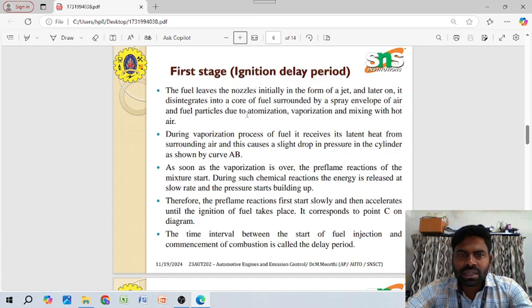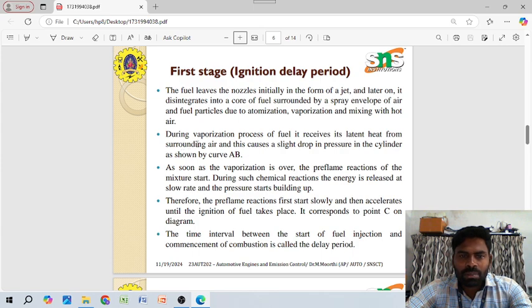The fuel leaves the nozzle, that is the injector, initially in the form of a jet, and later disintegrates into a core of fuel surrounded by a spray envelope of air and fuel particles due to atomization and evaporation, and then mixes with the hot air. The atmospheric air that enters the combustion chamber during the suction stroke is compressed during the compression stroke, so it attains a higher temperature and pressure. The temperature of this air is high enough to ignite the fuel. So this is the mixing with the hot air.